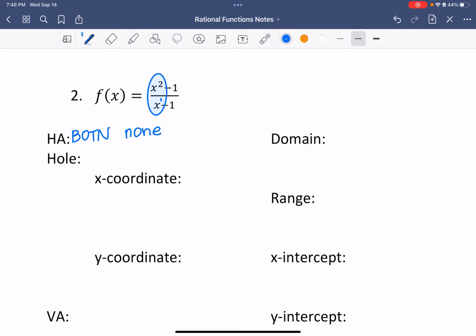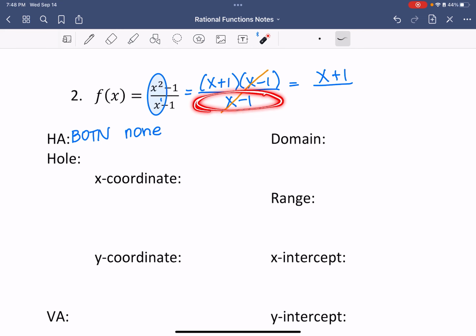Second step is to factor. That numerator is actually a difference of perfect squares, which factors out to x plus 1, x minus 1. And the denominator is already fully simplified, which is x minus 1. Notice that the x minus 1 appears both at the top and the bottom, so we can cancel it out. So we are left with x plus 1. And notice that there was nothing left in the denominator because we canceled it out. When that happens, you're going to put a placeholder of a 1.